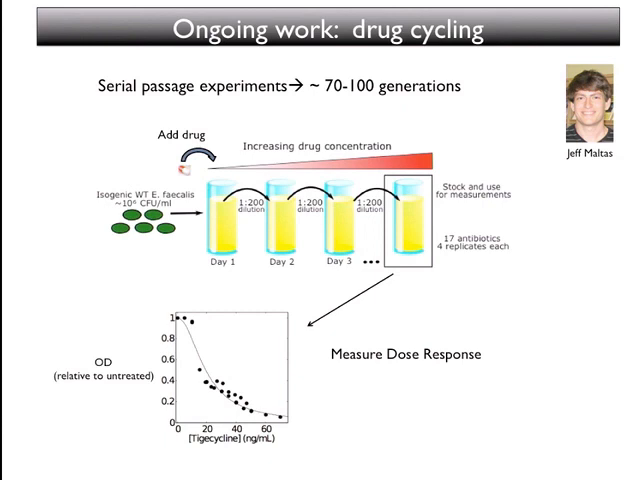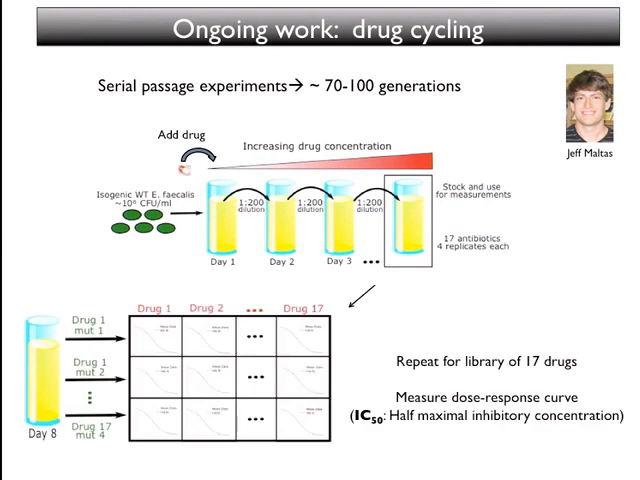And then at some time point, which we determined somewhat arbitrarily at this point, we take and isolate our mutant, and we measure a dose-response curve. So basically the optical density relative to untreated cells after some time period, essentially the growth of the population as a function of the drug. And what we care about, at least for now, is basically just one parameter, the IC50, which is the half maximal inhibitory concentration. The concentration of drug where growth is half what it would be otherwise.